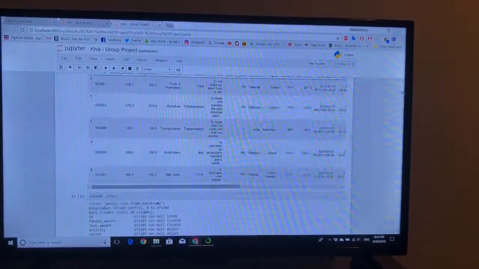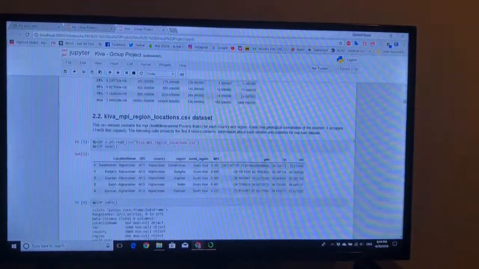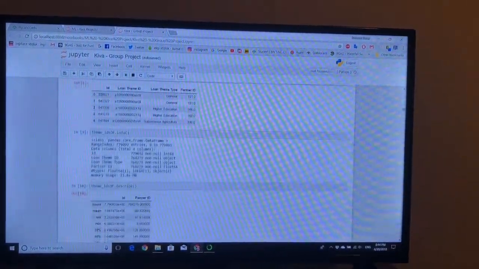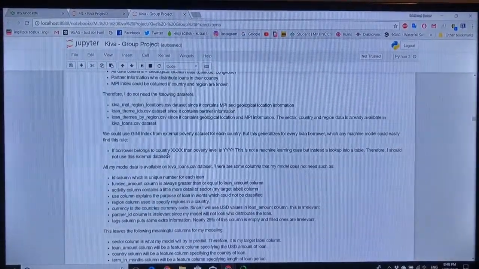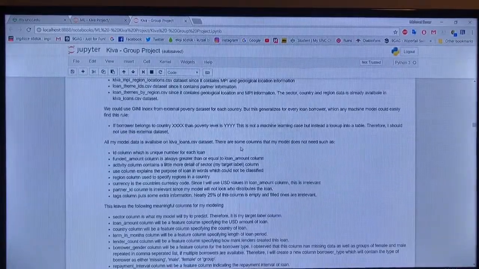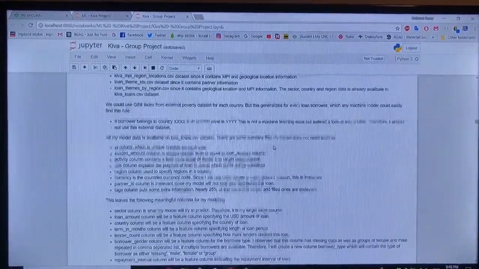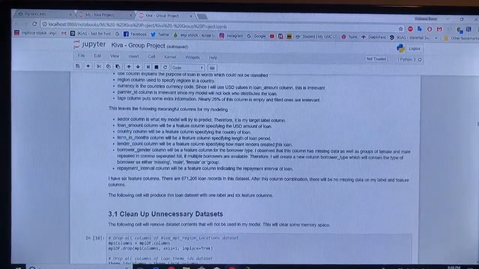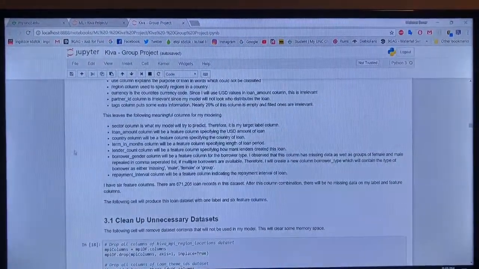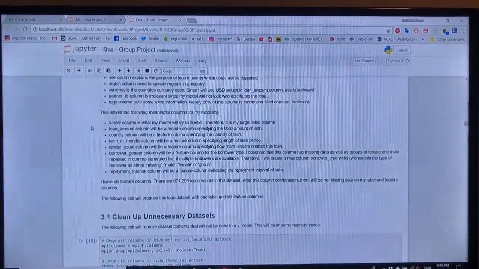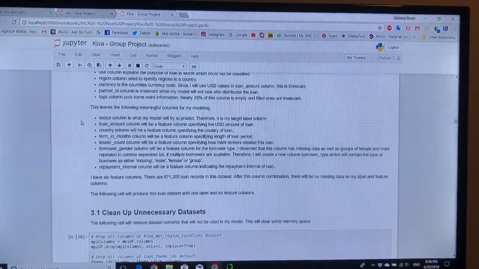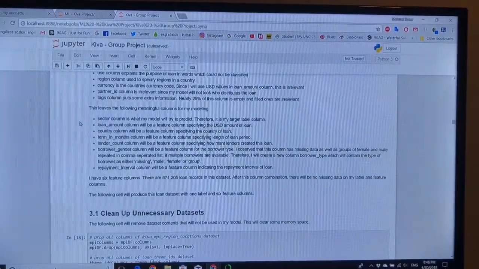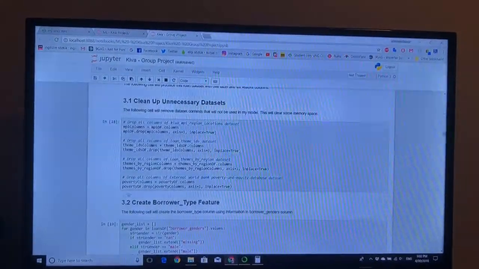In the second chapter, I examined the contents of 4 datasets that were supplied by Kiva and 1 external dataset that was supplied by the World Bank. After examining all these datasets, I found out that all my model data is available in the Kiva Loans dataset. I eliminated the unnecessary datasets and columns. At the end, I decided to use the following columns as my target label and feature columns. The following meaningful columns are the sector column, loan amount column, country column, term in months column, lender count column, borrower gender column, and repayment interval column. You can see the cleanup process of the unnecessary datasets here.